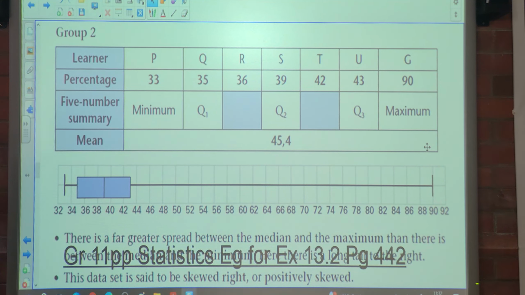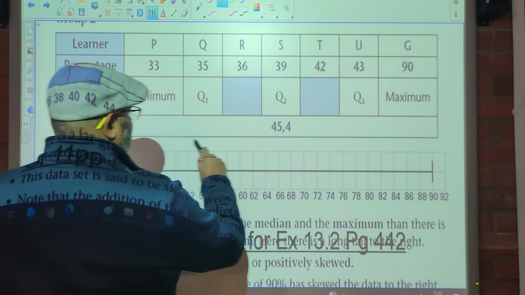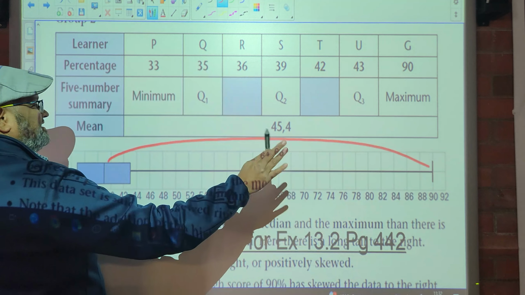But say we didn't know that. We draw the box and whisker diagram. You'll see now that your lowest value is 33, your highest value is 90 there. Q2 comes in at 39, which is here. Q1 is 35, and Q3 is 43. The maximum is a whopping 90. So what do you notice here? The tail is longer to the right.